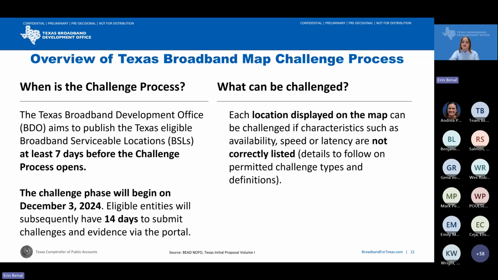Fourth, the individual locations displayed on the map will be eligible for challenge. Challengers will not be able to challenge the position of a location or if a location meets the definition of a broadband serviceable location. A full list of eligible challenge types can be found in the Texas Initial Proposal Volume 1, available on the BDO website.